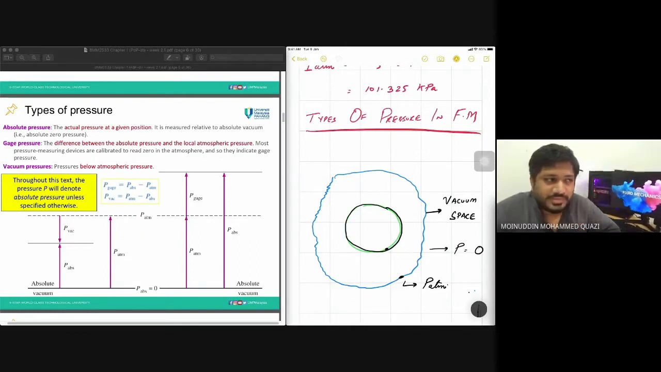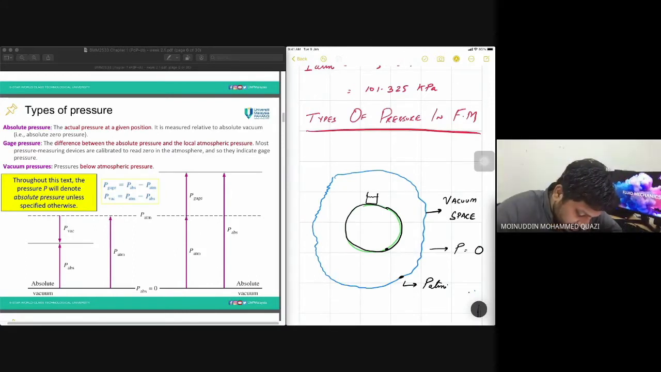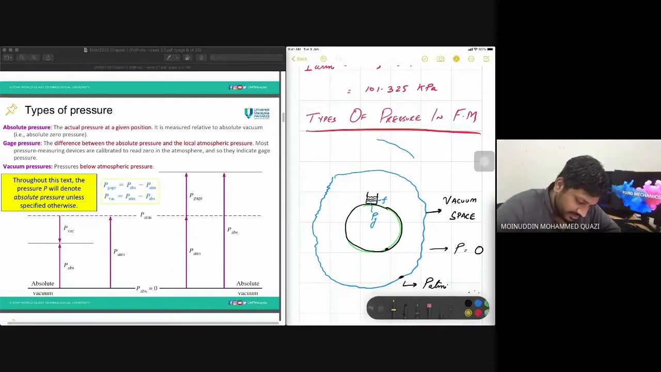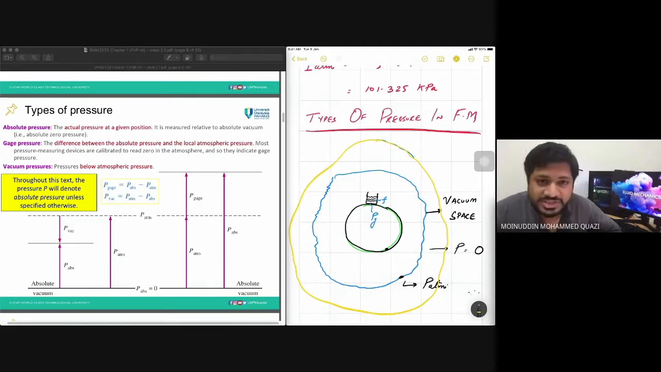So I've got a glass of water here on the Earth. That glass of water has got fluid inside. That fluid is exerting some pressure also, and that pressure is called P gauge. So I've got a vacuum outside the atmosphere. That is pressure zero.